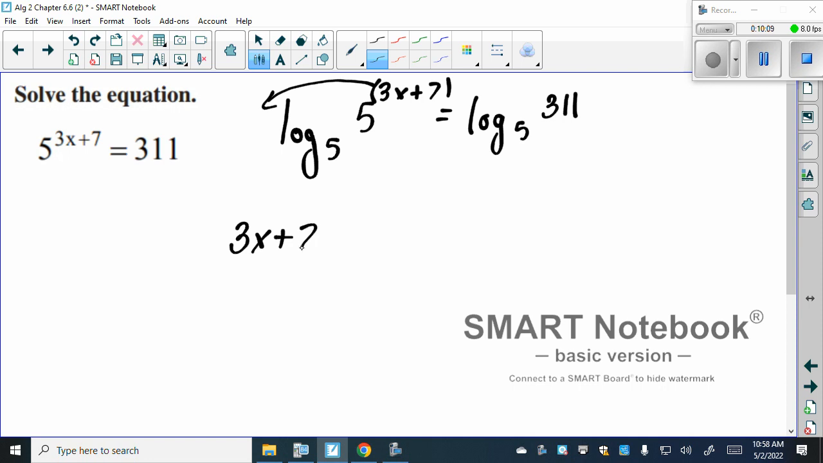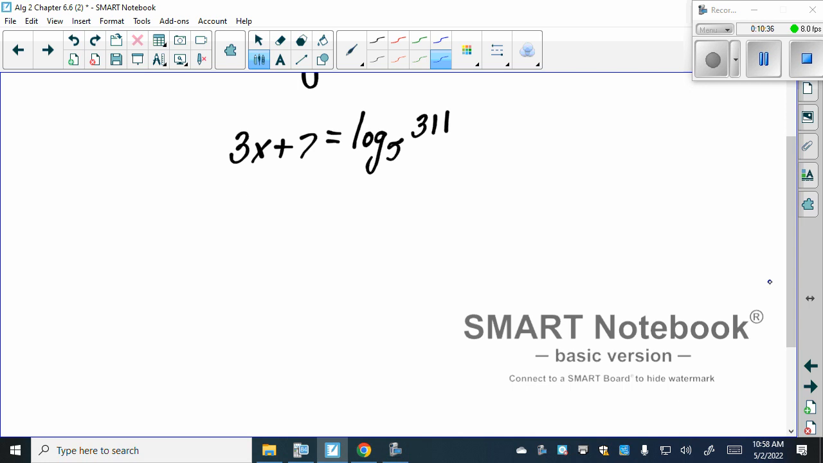Telling us that we have 3x plus 7, yes? Well, what is log base 5 of 5? It is 1. Do I need to rewrite it? No, because we know that this is gone, giving us log base 5 of 311. Now, log base 5 of 311 we know is just a number, yes? It has a specific value. So we can continue to use our operations on this.